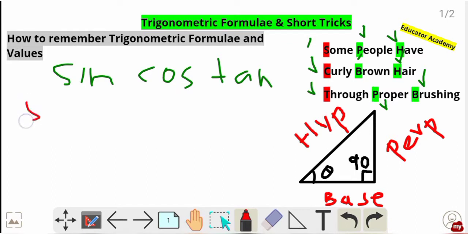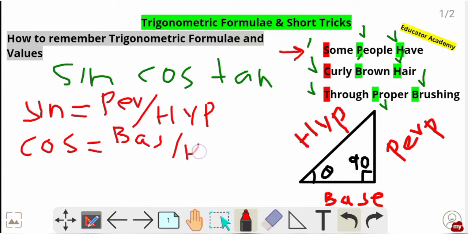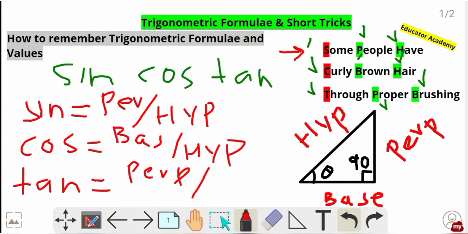Now we can easily remember the sine value. Sine is equal to perpendicular over hypotenuse, because some people have relates to the first line of the stanza. And cos represents curly brown hair, so B is base and H is hypotenuse. In the same way, tan is through proper bushing, so P is perpendicular over B, the base. So this is the trick to remember the sine, cos, tan values by relating them to the figure.